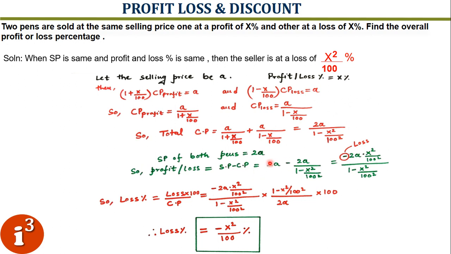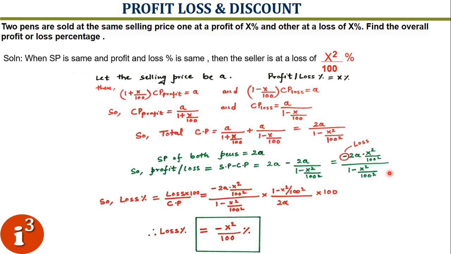Selling price is 2a minus cost price, which is 2a by 1 minus x square by 100 square. In this, the 2a into 1 minus 2a will get cancelled. What will we be left with? Minus 2a into x square by 100 square by 1 minus x square by 100 square. This is coming out to be minus. That's why we said that the seller is always at a loss, because it is coming out to be minus. The seller is always at a loss of x square by 100%.